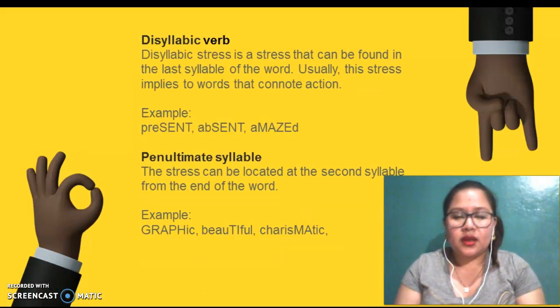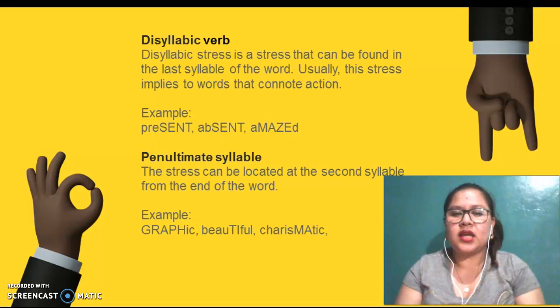Disyllabic verb. The stress is found at the last syllable of the word. Usually this stress implies a word that conveys action. For example, present, absent, amazed.